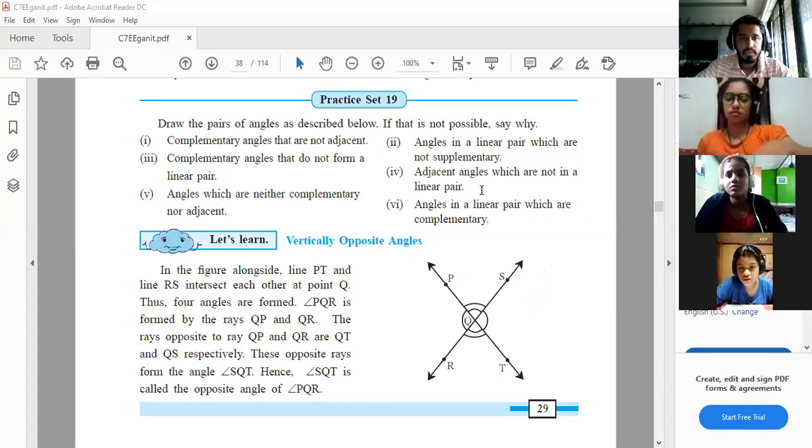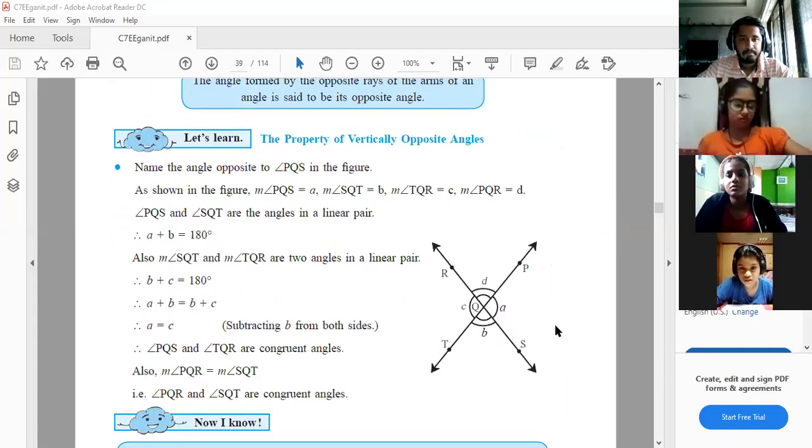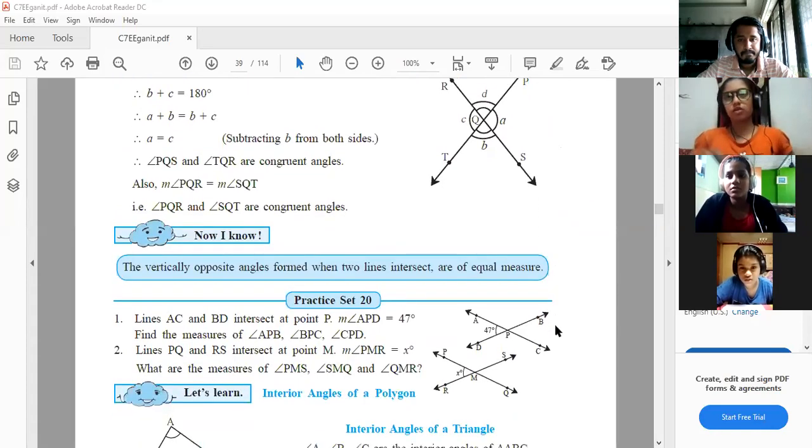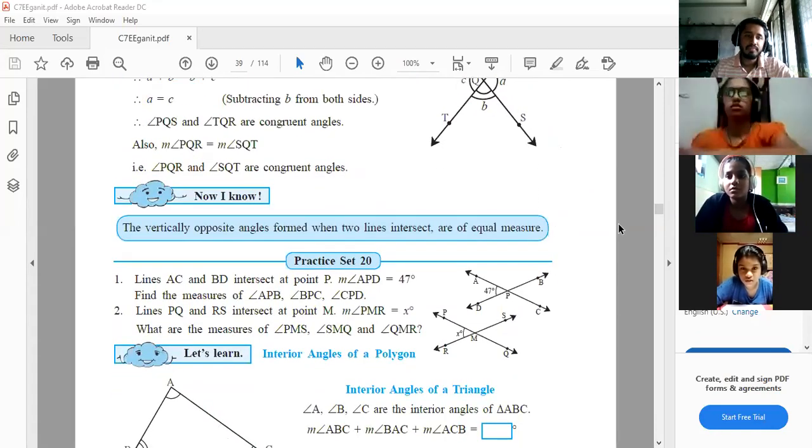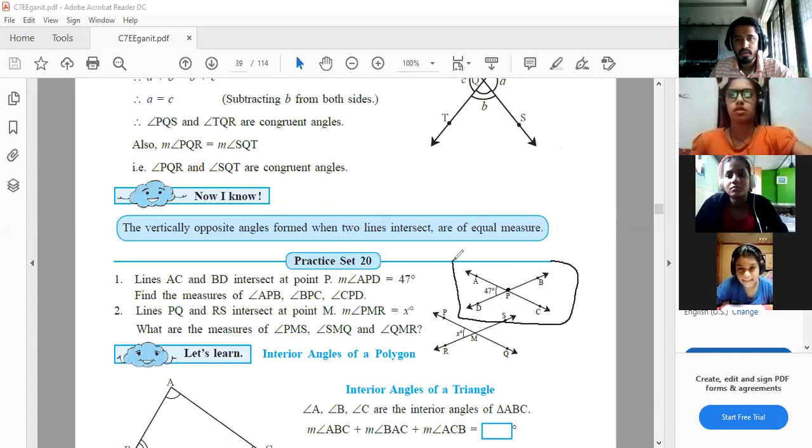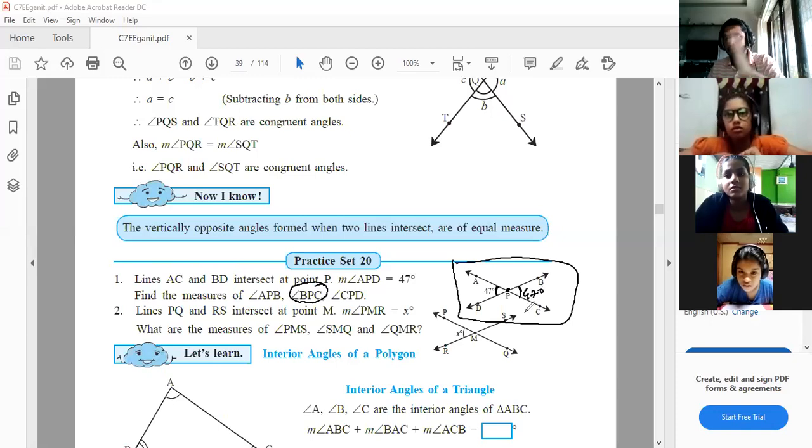Let's see some examples which are given to you. Okay, look here. Practice set 20. Lines AC and BD intersect at point P. We are seeing the first figure, okay? This figure. APD is 47. Find APB, BPC and CPD. This is 47. How much will be BPC? 47. Why are they 47? Because vertically opposite. So 47. Now we have to find APB also.